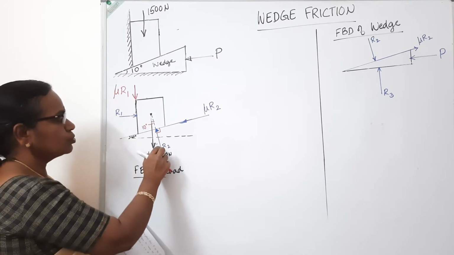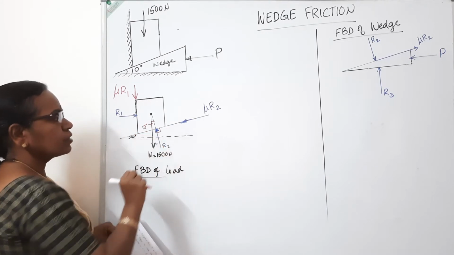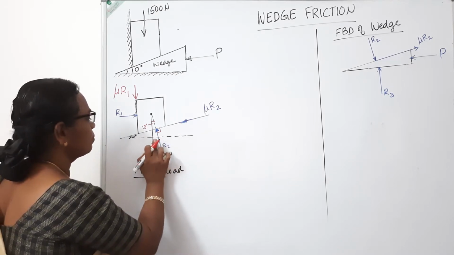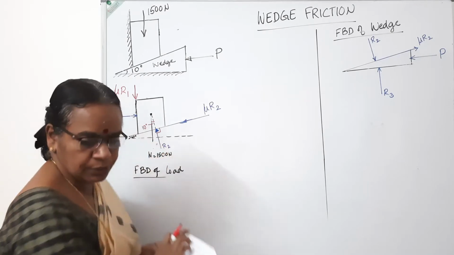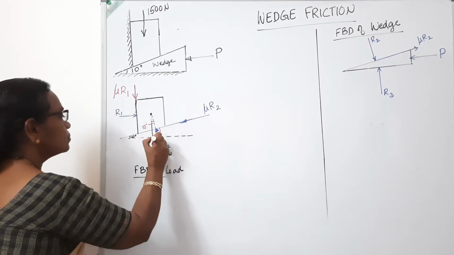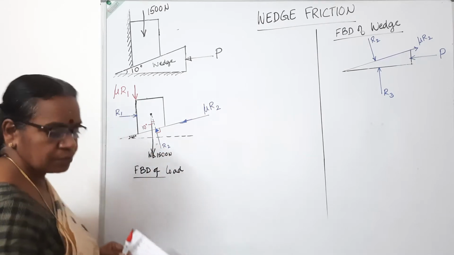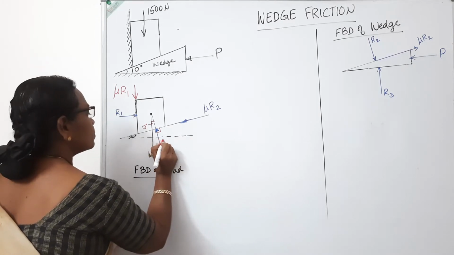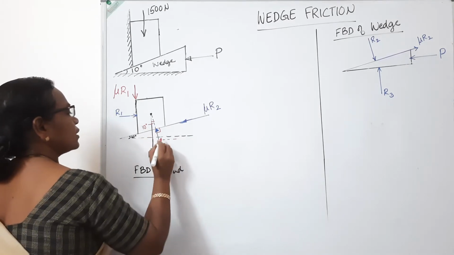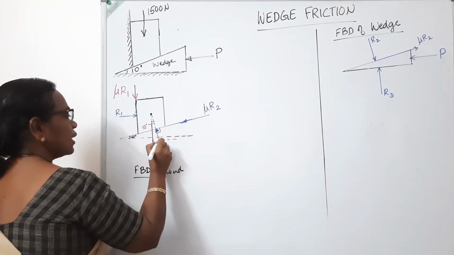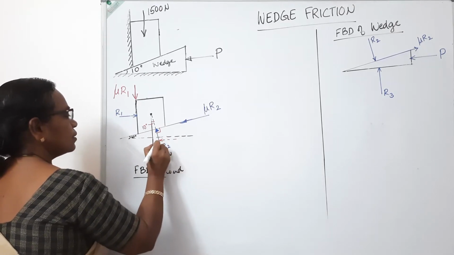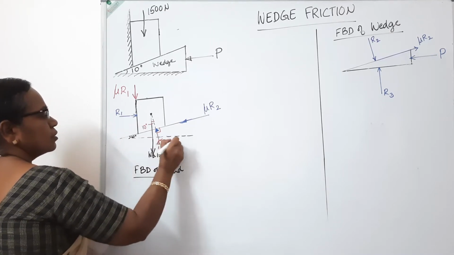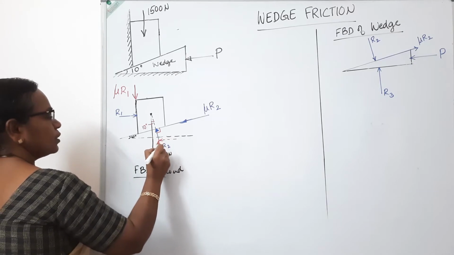Now we can resolve this R2 into 2 components, horizontal and vertical component. What will be the vertical? I'll show in this figure. I'll mark W a little bit downward. This is W. The component of R2 will be in this direction, so this arrow will be towards here, and this will be the vertical. Hope it is clear. So the horizontal component and vertical component of R2.